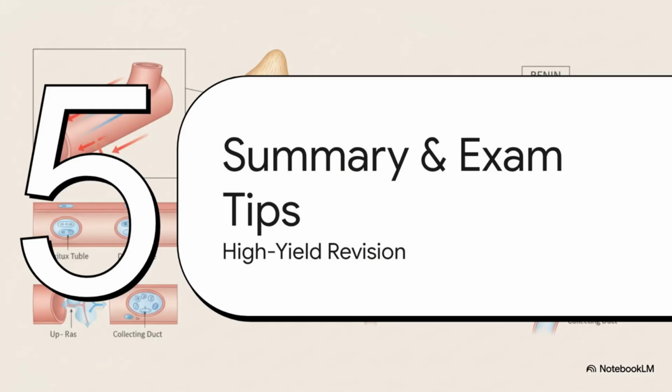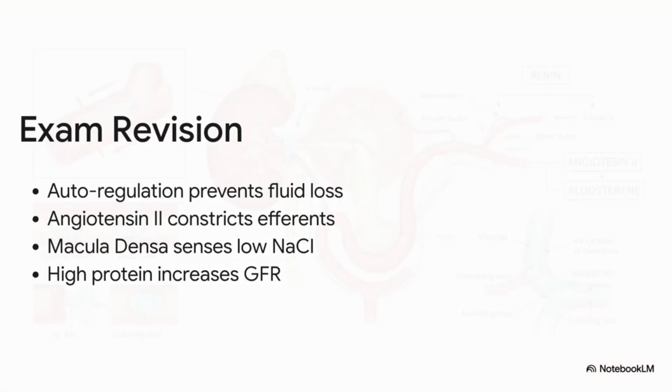Wrapping up with Part 6, Summary and Exam Tips. Okay, let's lock this knowledge in. We've covered the systemic overrides and the intricate local mechanisms. Remember these 5 absolute truths for your exams. First, without autoregulation, a small BP bump causes lethal fluid loss. Second, sympathetic tone and endothelium, think acute failure and toxemia, strongly drop GFR. Third, never forget the board trap. Angiotensin II constricts the efferent arteriole to raise GFR.